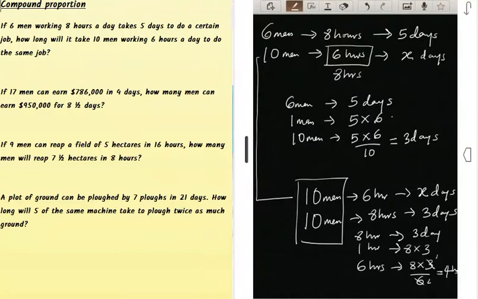Therefore, we can now say that it will take 10 men working for 6 hours to do a job in 4 days. Okay, so this should be days and not hours. To do a job in 4 days. That's our conclusion.